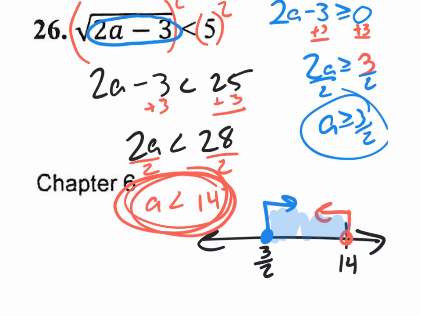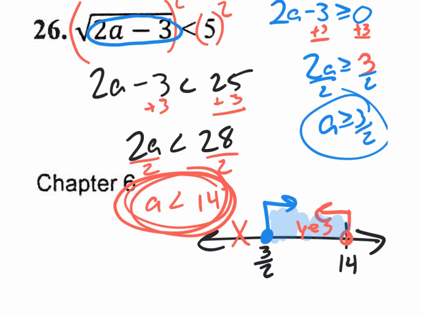If I would have picked 0, like you said, which is on the outside, it's not going to work. 2 times 0 is 0. 0 minus 3 is negative 3. The square root of a negative is imaginary. So you can't say that an imaginary is less than 5. Imaginary is something else. So that's why out here 0 does not work. When we tried 7, it did work.